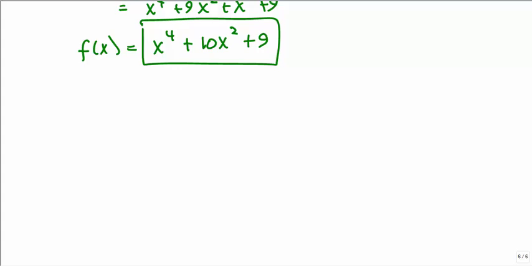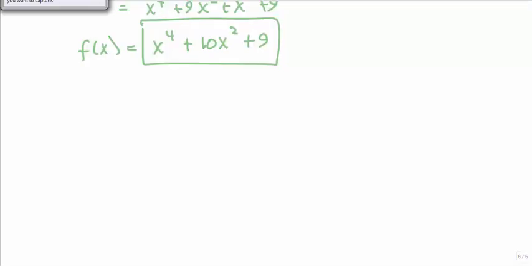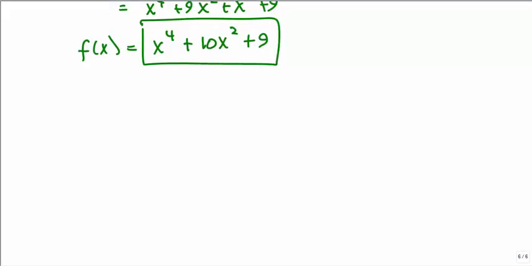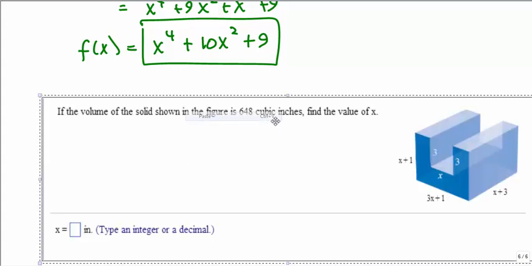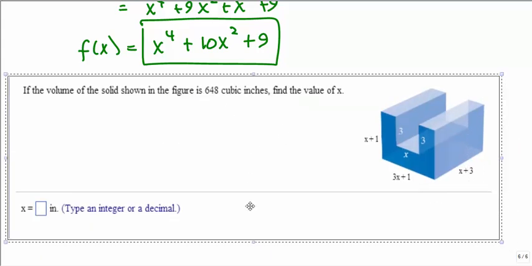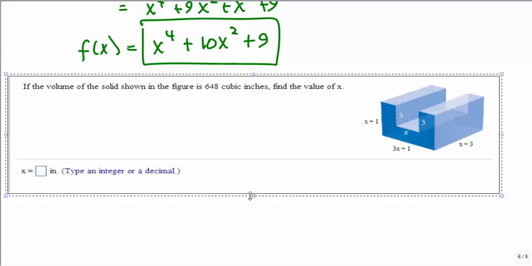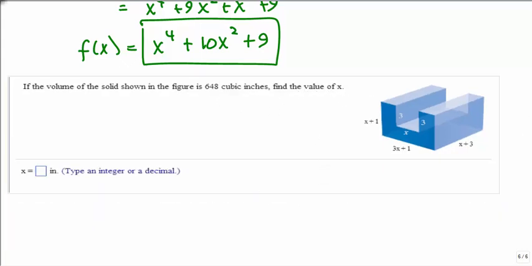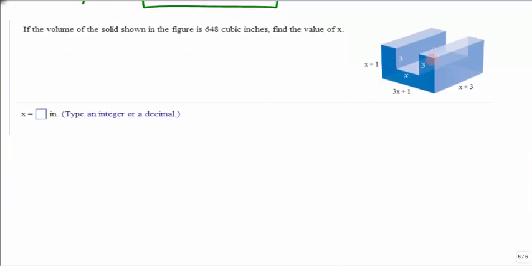This is an application problem, and it looks a little bit more difficult than it is. But let's go ahead and start by setting it up. We have a solid that's given to us with some dimensions. It says if the volume of the solid shown in this figure is 648 cubic inches, find the value of x. This problem looks a little bit harder than it is if we just think about finding the volume of the overall cube. I guess it's not going to be a cube, it'll be a rectangular solid, and then just cutting out this section in the middle.